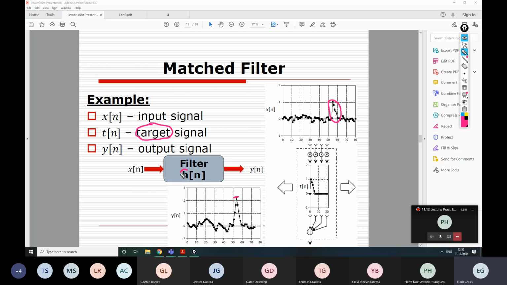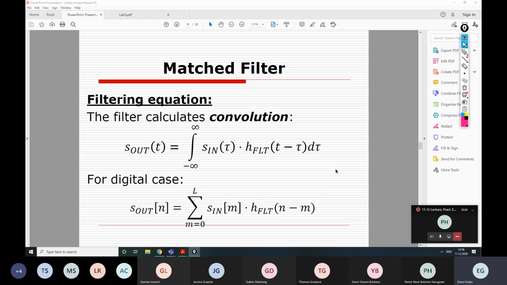So how do we specify this impulse response and how do we put this target signal into that impulse response? Well, basically, the answer is already hidden in the formula. Remember how I told you that we need to calculate the mirror of the signal for the convolution? Because of that, we need this impulse response to be exactly our signal in mirrored form. And these two formulas are given for the analog case and for the digital case.